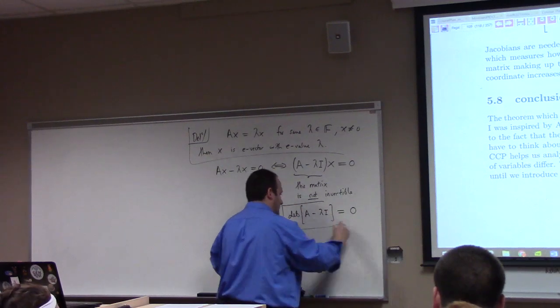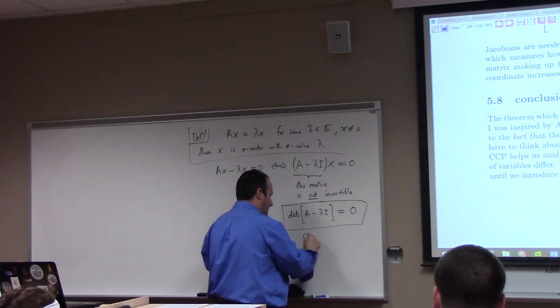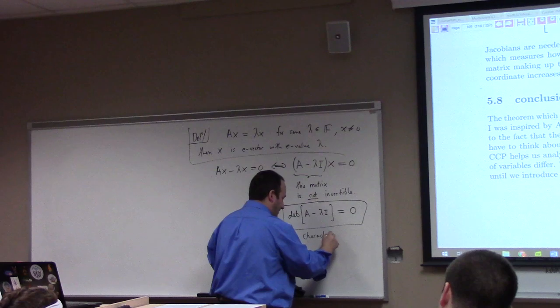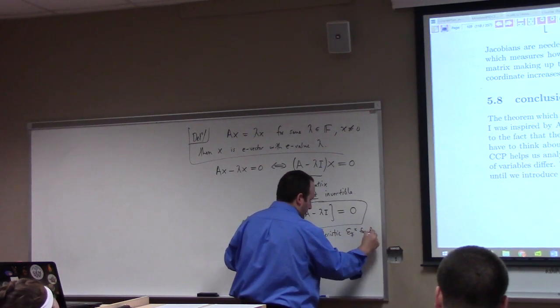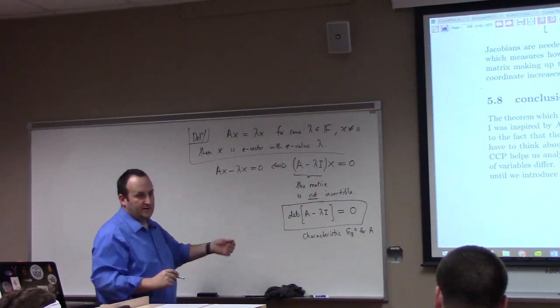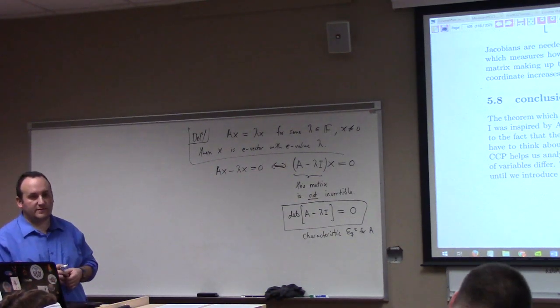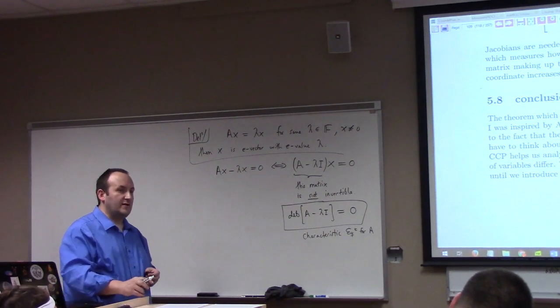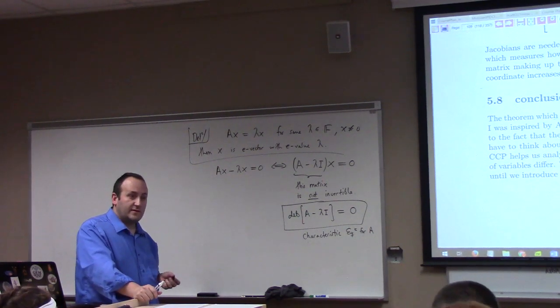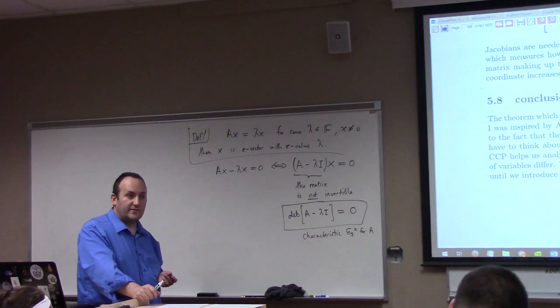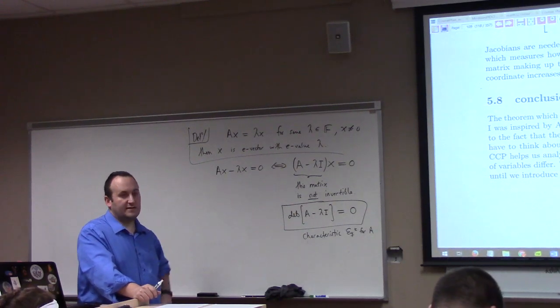And that, my friends, is the so-called characteristic equation for A. So you take a given matrix, you calculate this characteristic equation. The zeros of the characteristic equation are the eigenvalues of the matrix. How many are there at most? What kind of equation is that?